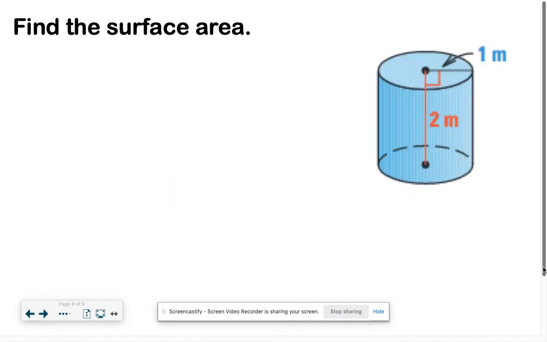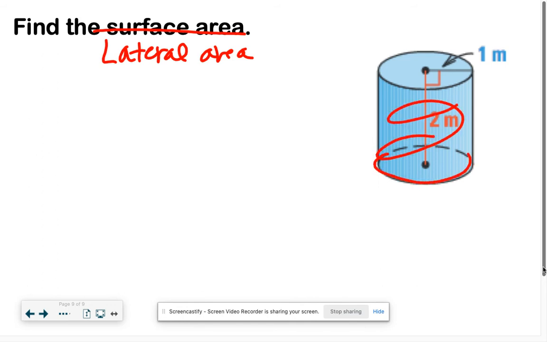All right, last one. This should say find the lateral area. I don't know what your note line says, surface area here, but we're going to find lateral area. So we only want the wraparound. Like if this was a can of soup, we just want what the label covers. We just want the sides of it. We don't want the top and bottom.